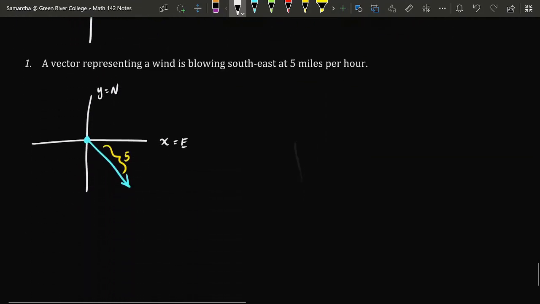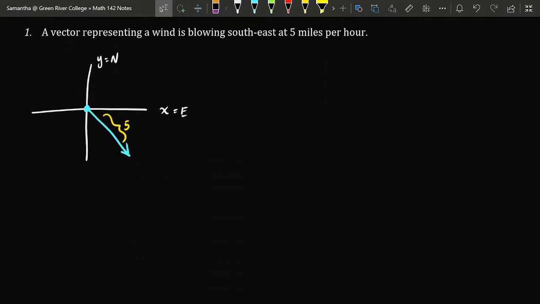Similarly, skipping down to number 4, this vector has a magnitude, a length of 5, and what would its direction angle be? For southeast, we would also be going at a 45-degree angle, but this time we would be turning clockwise from the positive x-axis. So where would the arrowhead be?